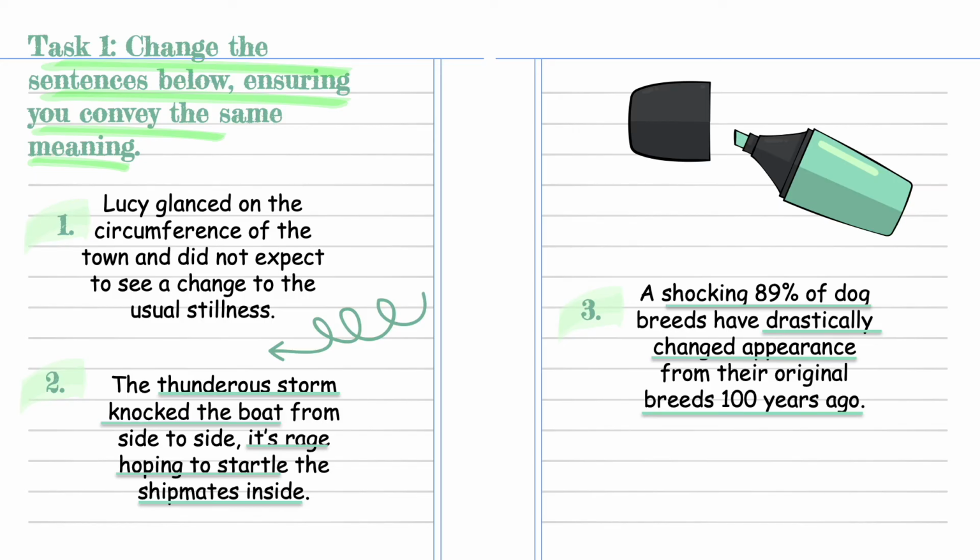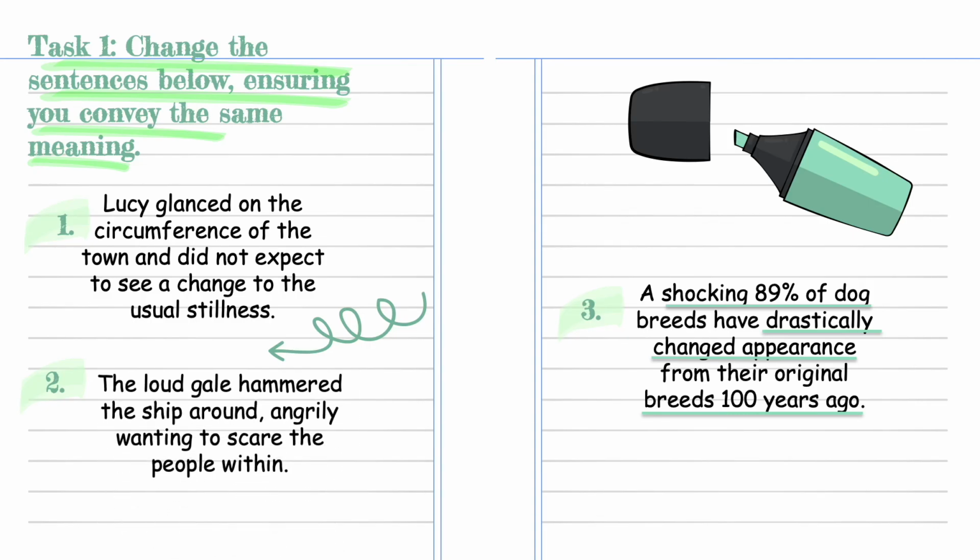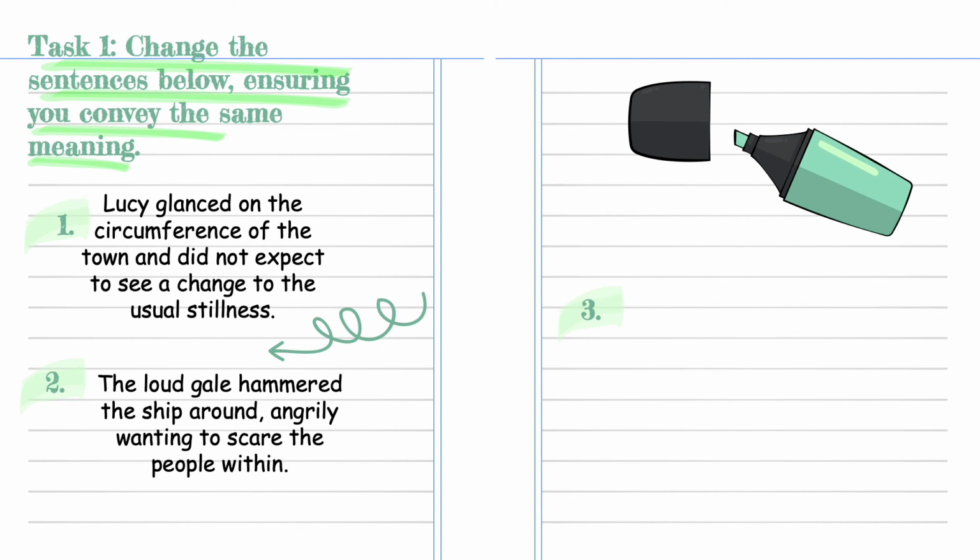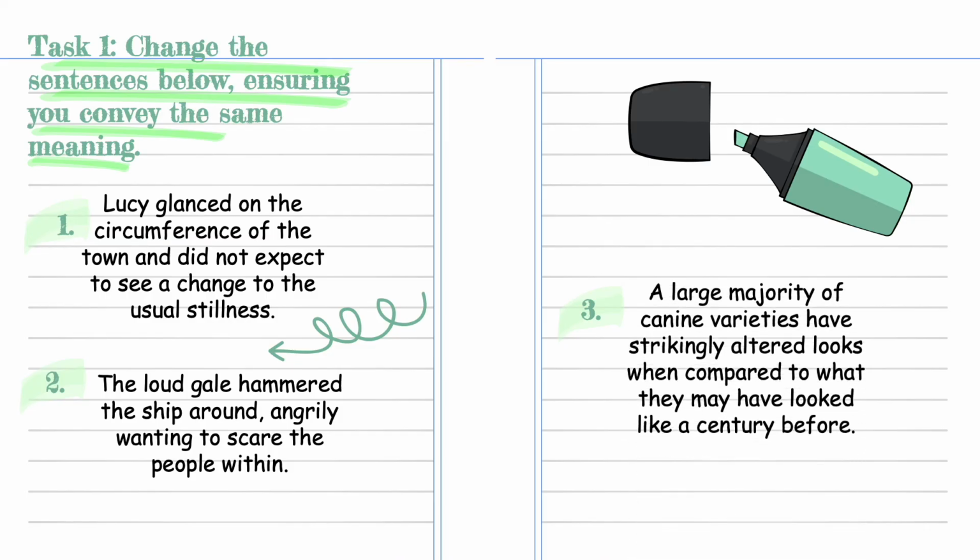Now number 2, I knew I couldn't say thunderous storm, knocked the boat, its rage hoping to startle the shipmates inside. So I've written the loud gale instead of storm, hammered instead of knocked, ship instead of boat, and angrily wanted to scare the people within instead of wanting to frighten the shipmates within. And finally, number 3, which was the hardest one, saying dog breeds in a different way can be a little bit more difficult. A large majority of canine varieties have strikingly altered looks when compared to what they may have looked like a century before. So instead of saying 100 years, I've said a century.